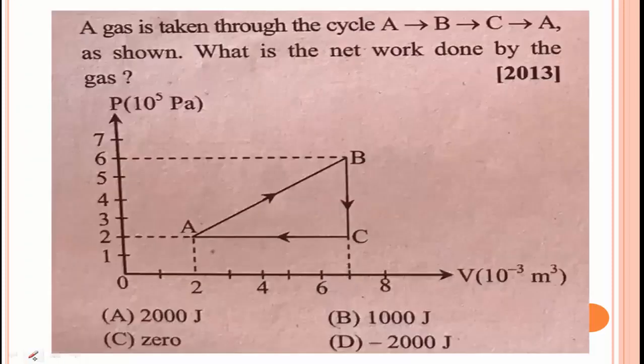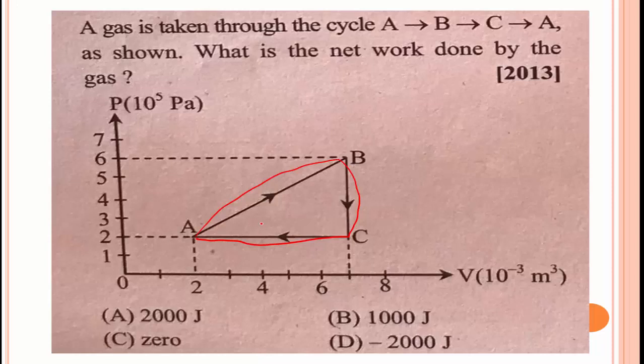And the next problem is, a gas is taken through a cycle. A gas is taken through a cycle from point A to B, B to C, and C to A, as shown in this diagram. What is the net work done by the gas?